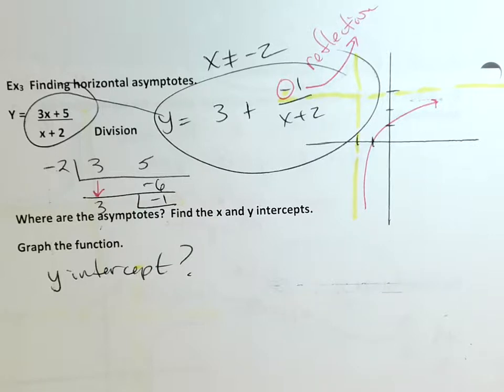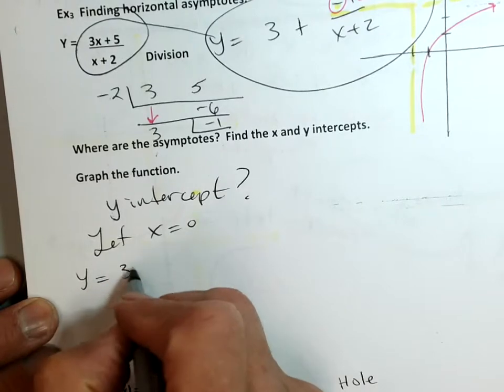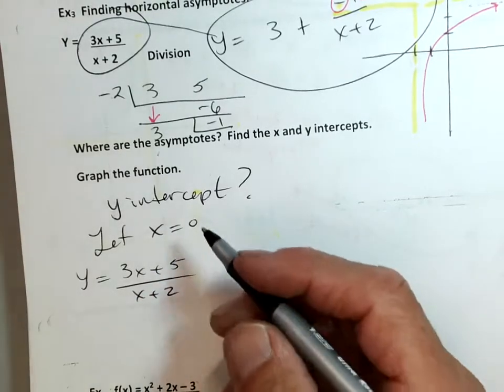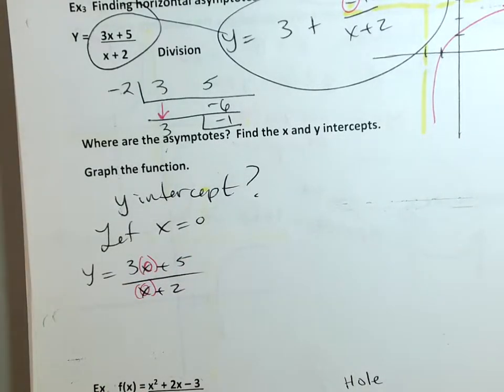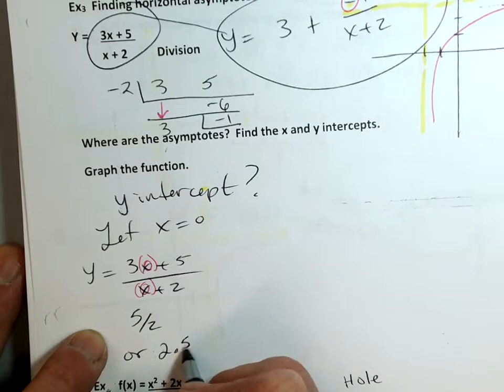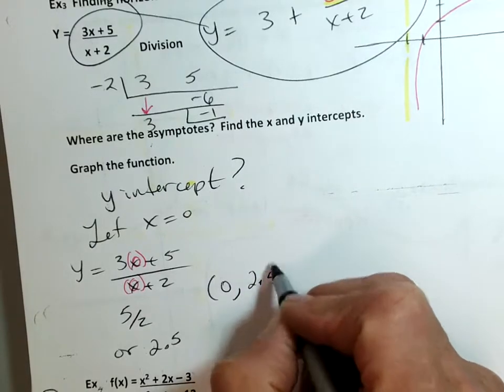What's the x value of the y-intercept? 0. So let's find the y-intercept by letting x equal 0. Does that make sense? I'll go back to my original: y equals 3x plus 5 over x plus 2. If I plug in 0 for x, I'm going to get 5 halves, or 2.5. So my y-intercept is at the point (0, 2.5).